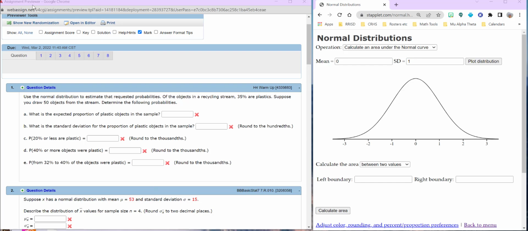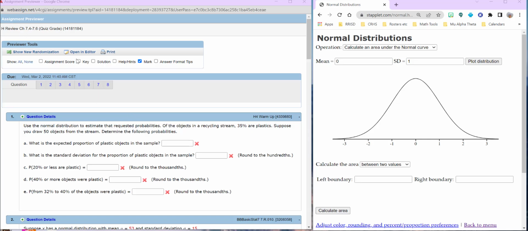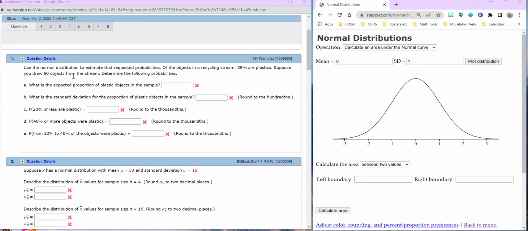Okay, I have open now the walkthrough for the H review, and this does count as a quiz grade. I have my Stapplet open, and I also have a calculator handy if I need it. So, use the normal distribution to estimate the requested probabilities.